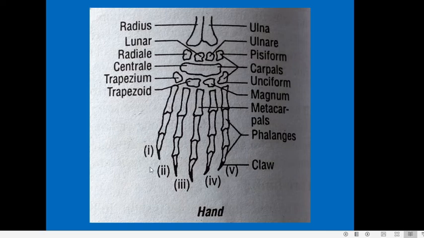And all the terminal phalanges, you can see all these terminal phalanges which are there at the end will be having claws. So all terminal or ungual phalanges are clawed. So these are the various bones of the forelimb.